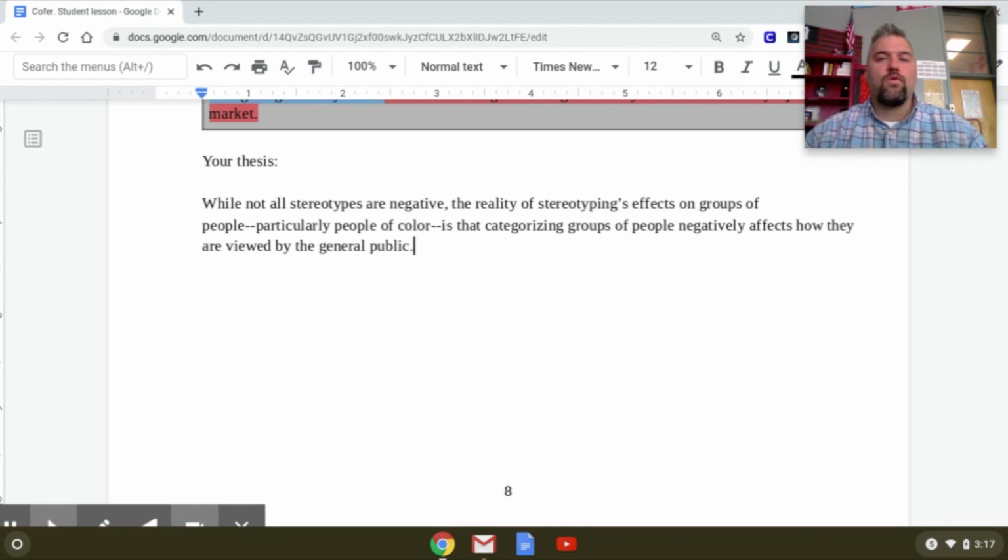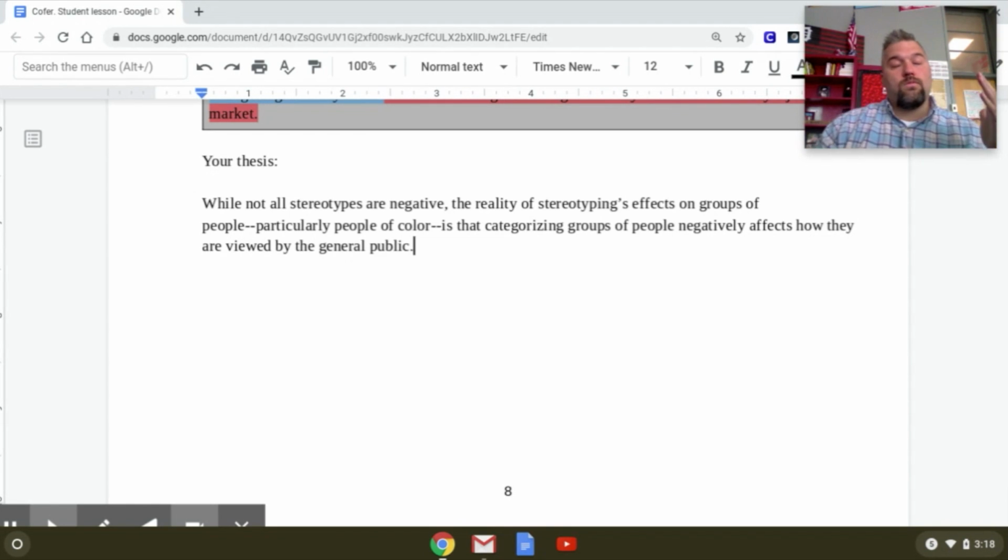So let's go through a device that's going to help us remember or help us to organize some evidence that might help us write a strong argument essay. All right. So we're going back to this thesis that we wrote together in the previous video on thesis development. While not all stereotypes are negative, the reality of stereotyping's effects on groups of people, particularly people of color, is that categorizing groups of people negatively affects how they are viewed by the general public.